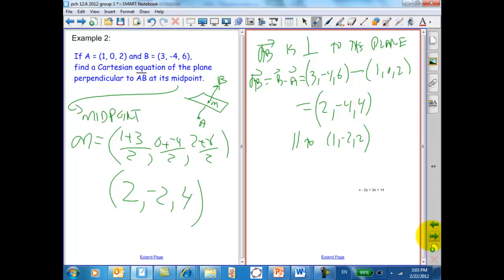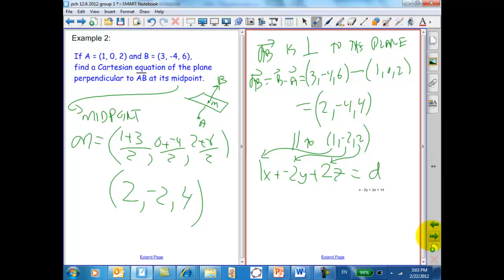Now, if we did the step here, we can say 1x plus negative 2y plus 2z equals some unknown d. You see how the components of the normal vector become the coefficients of your plane equation. Would you use the midpoint to figure out the d? Yes, definitely use the midpoint.